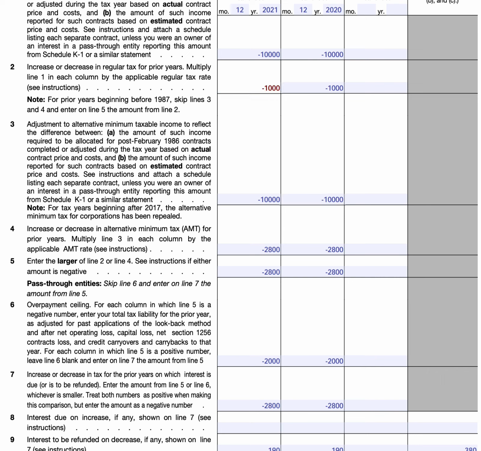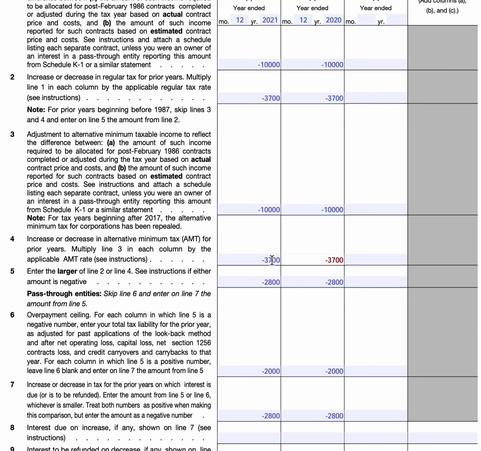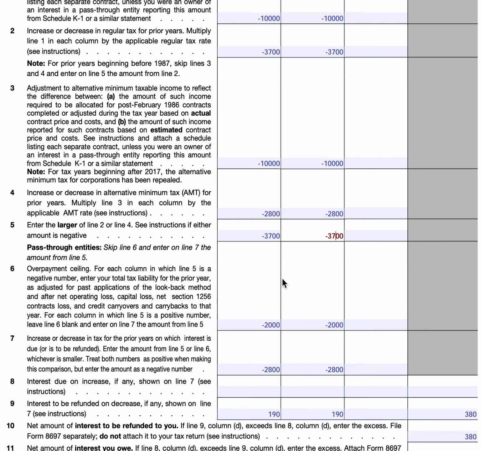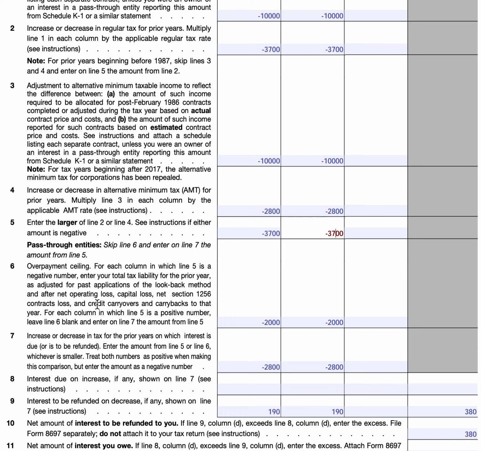Now, if I actually use the 37% tax rate, then we would find out that this is actually the bigger number when we come to the larger of either line 2 or 4. Oops, made that mistake on the wrong line. So we would enter 3,700. Now, if you're a pass-through entity, you can skip line 6 where we calculate the overpayment ceiling, and you would just bring this number right down to here.